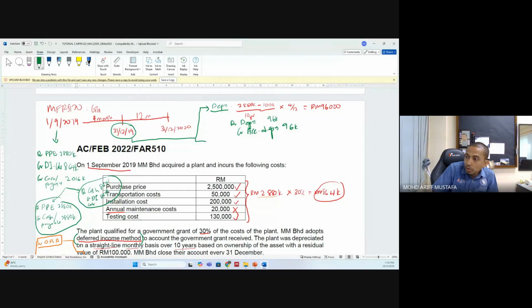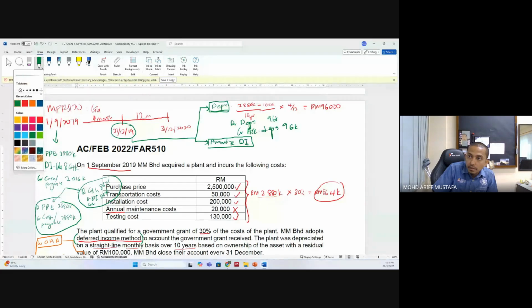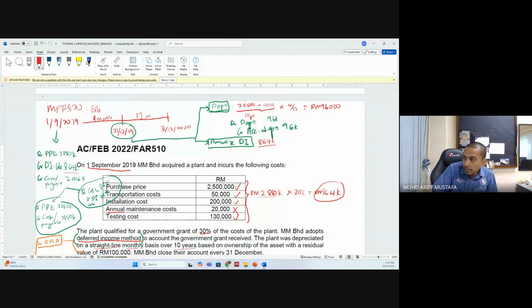Next, you need to amortize the deferred income. How to amortize deferred income? Amortize deferred income by dividing it using the useful life, same useful life. So now how much is our deferred income? We report here our deferred income is actually 864,000. So this 864,000 divided by 10 years times 4/12. Same rules as depreciation.